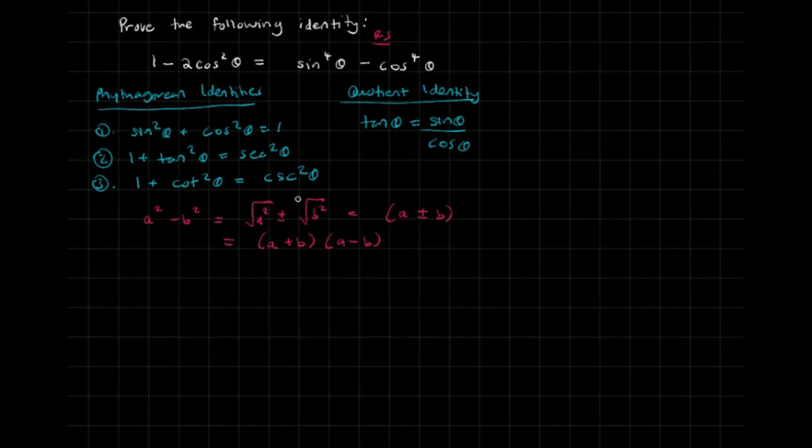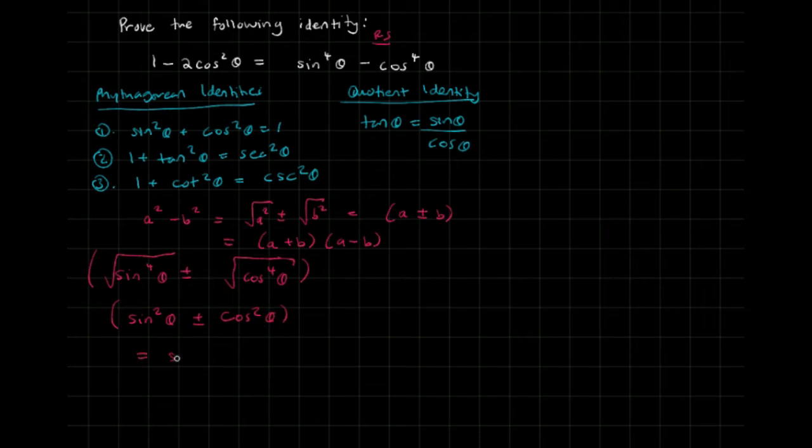So I'm going to utilize this template to factor sine to the power 4 theta minus cos to the power 4 theta. Sine to the power 4 theta, I'm going to pretend is a squared, and I'm going to square root that, plus or minus b squared, which I'll think of as cos to the power 4 theta. The square root of sine to the power 4 theta is sine squared theta, plus or minus the square root of this guy here, which is cos squared theta.